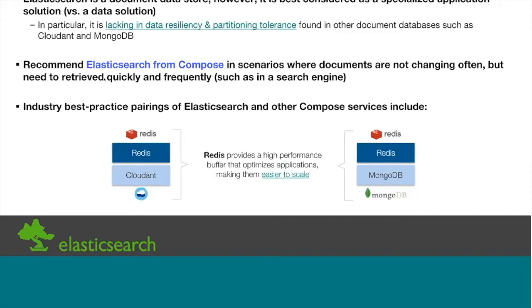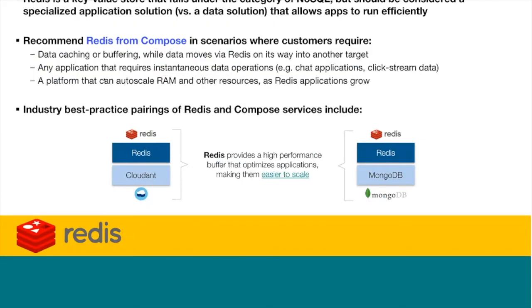And then Redis is one of the ones that we also chose a moment ago. So we've talked about MongoDB as a document store, Elasticsearch as a search-specific database. Redis is a key value store, and it falls under the category of NoSQL, but it's really also a specialized application solution. It's not necessarily something that you can query like you can a SQL database.